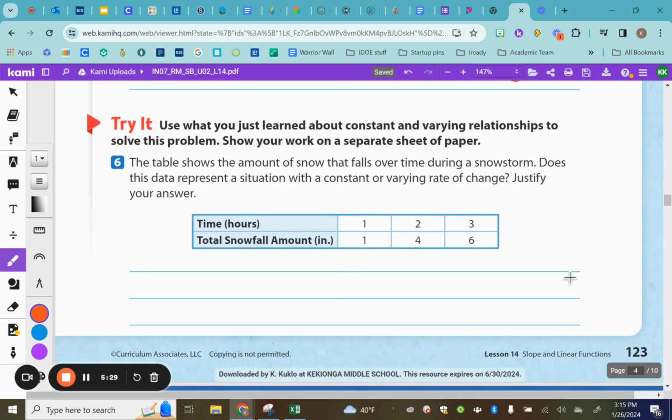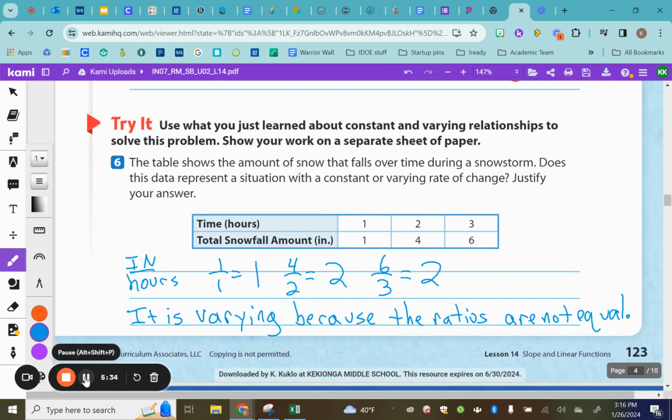Now try question 6 and then check it with the video. So check your question 6. You should have gotten that it is a varying rate of change because the ratios were not equal. We would do 1 divided by 1 is 1, 4 divided by 2 is 2, and 6 divided by 3 is 2. You could have done it the other way also. You could have done 2 divided by 4 and got 1/2, and 3 divided by 6 and got 1/2. But those are not equal to 1. All of them have to be equal to each other.